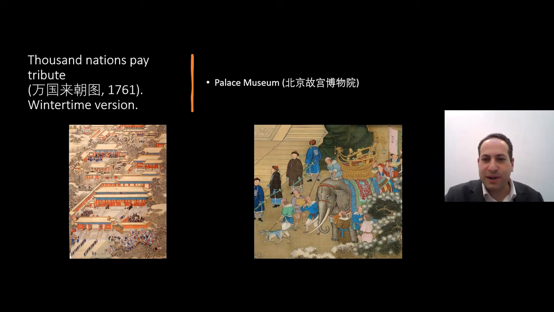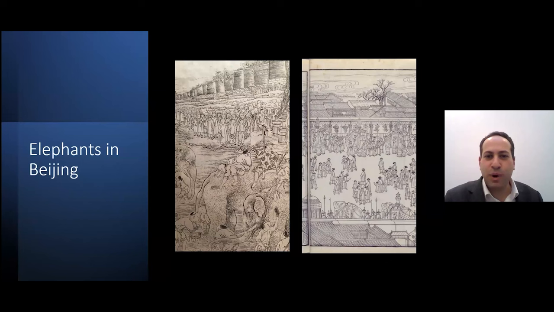And it's quite interesting. You've got elephants. And again, I'm sorry, going back to elephants, I really love elephants. Elephants were in Beijing. There were elephant stables in Shenwumen. They came from Vietnam. They were given as tribute. They were really sort of fascinating things.